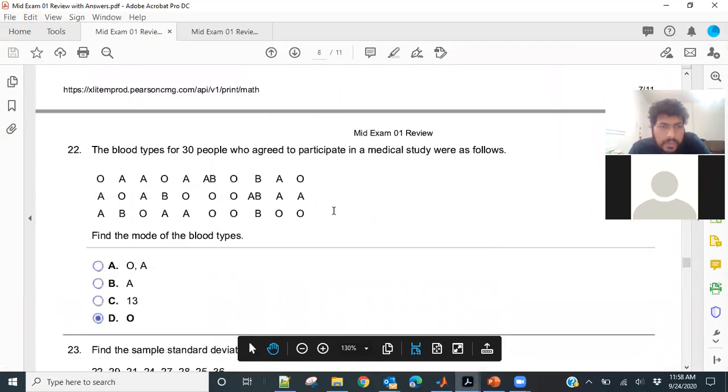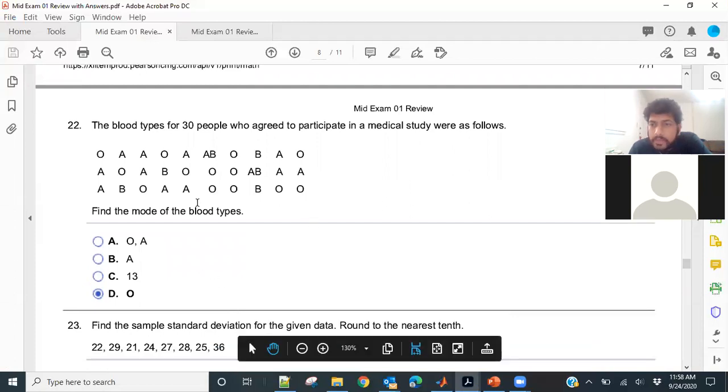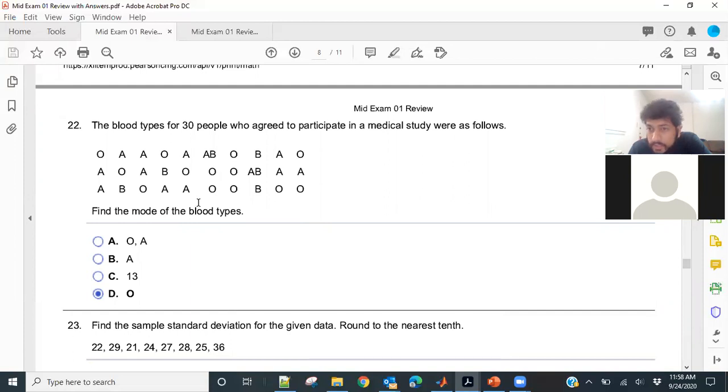What else do we have? 22, find the mode. Same here, find the mode. It doesn't matter whether we have numerical or non-numerical data, you can find the mode: the most frequent observation in your data set.